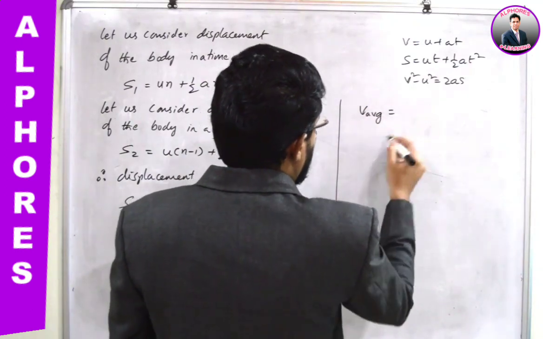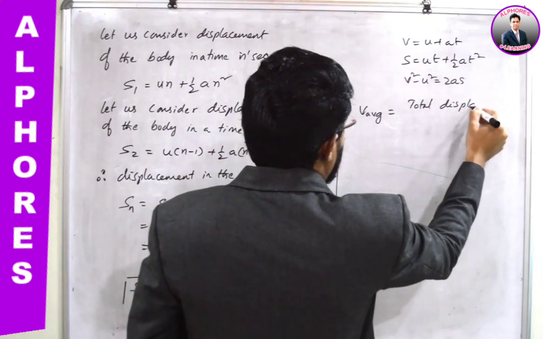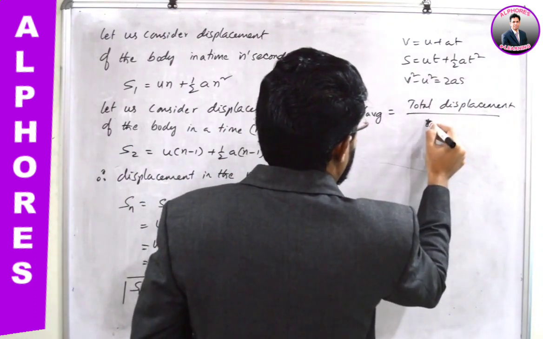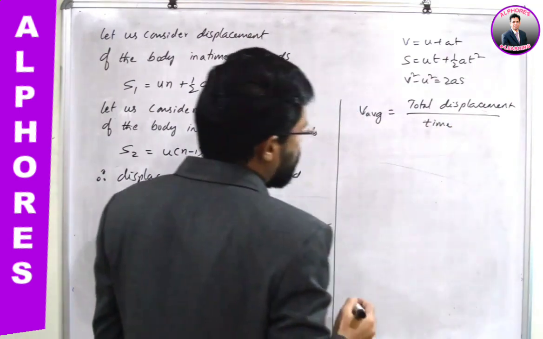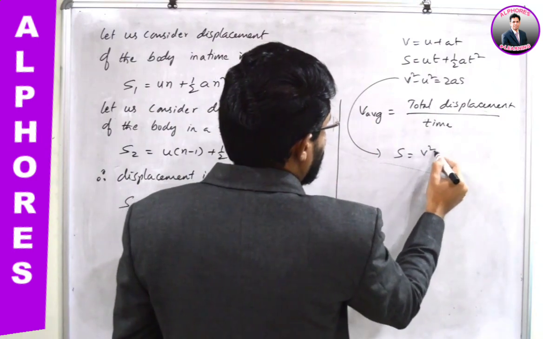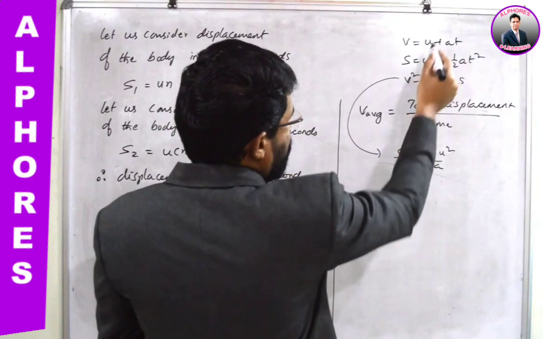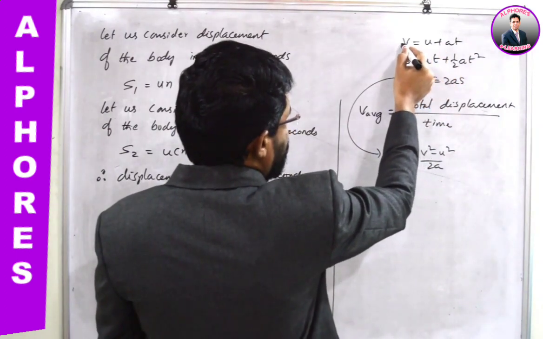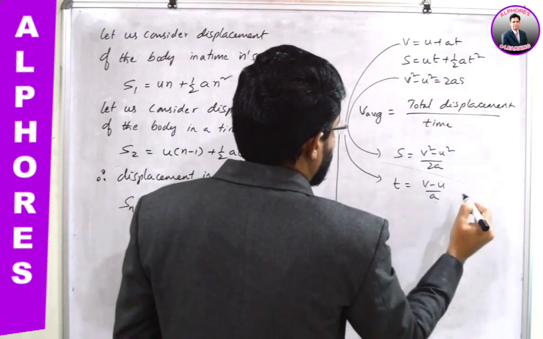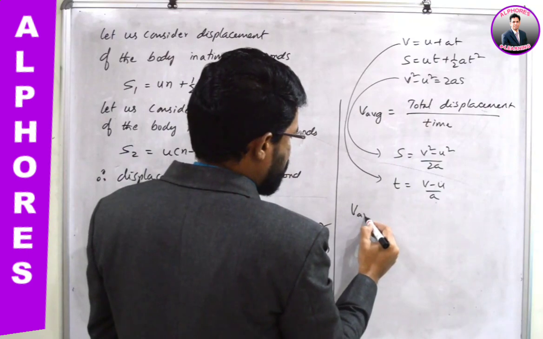How do we write average velocity? Total displacement by time taken, isn't it? From this equation, total displacement S can be written as v square minus u square by 2a, and from this equation, t can be written as v minus u by a. I will replace displacement with this equation and time with this equation. Let us see what we are going to get.